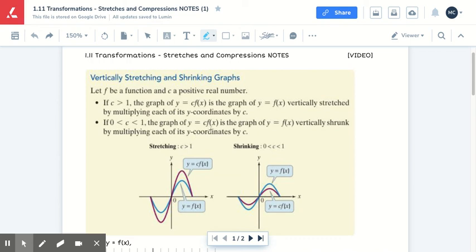If c is between 0 and 1, so some kind of a fractional value that's less than 1, then the graph of y equals c times f of x is the graph of y equals f of x vertically shrunk by multiplying each of its y coordinates by c. So either way, we're just multiplying the y coordinates of each point by whatever that c value is. If that c value is bigger than 1, it stretches. If it's smaller than 1, then it shrinks vertically.